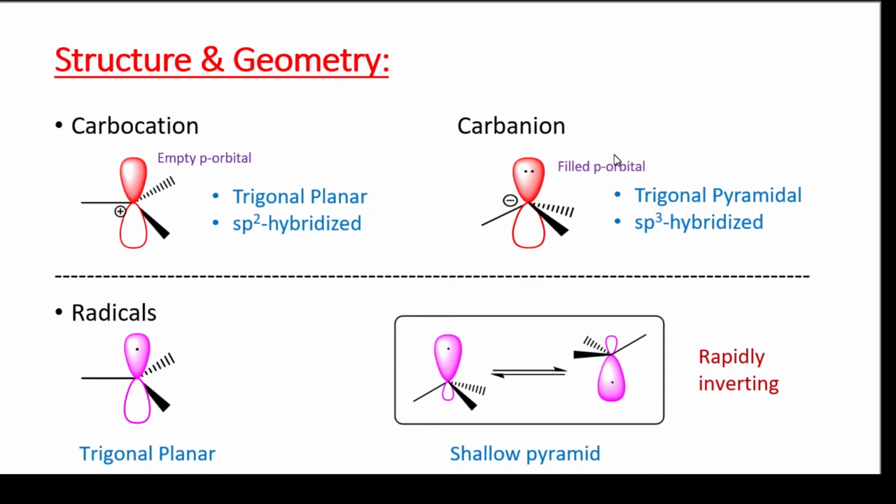While in a carbanion, there are 8 electrons. 6 electrons go to 3 bond formation, while 2 electrons are in the p orbital. So we can say that this is a filled p orbital, or another term, a lone pair. So 3 bond pairs plus 1 lone pair indicates sp3 hybridization, while the filled p orbital indicates a trigonal pyramidal shape.